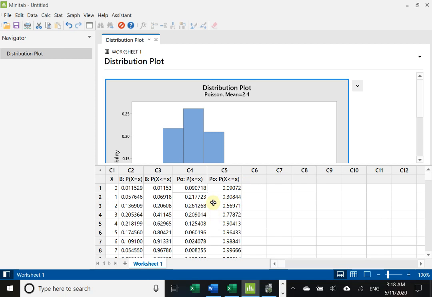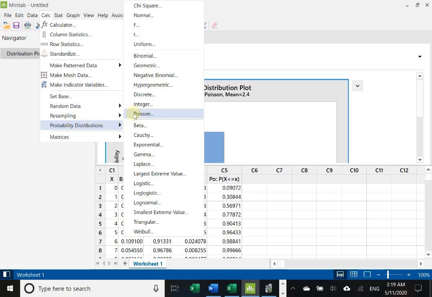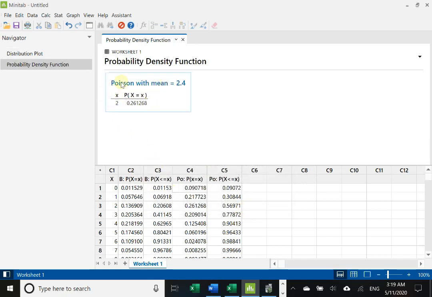Okay, what else did we do? Oh, okay, individual probabilities. Let's say probability of x equals 2. For that, you go to Calc, Probability Distributions, Poisson. You want probability. Now you don't want input a column, you want input a constant. These are the x values, so I'm going to put 2. That means I want to find the probability of x equals 2. And the mean was 2.4, right? Okay. And there you go. So this is how I was getting those numbers.